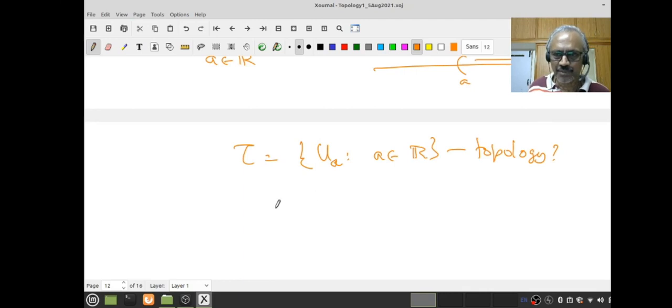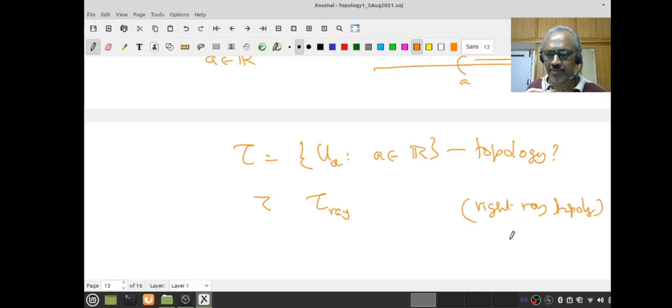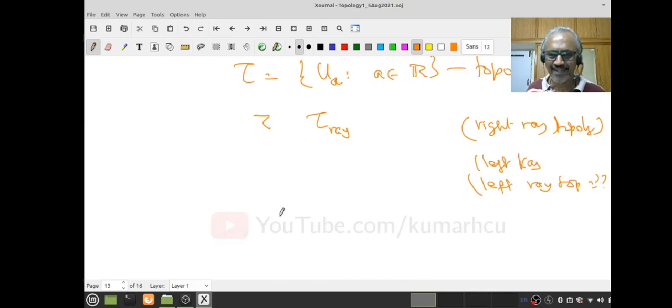So assuming it's a topology, I will call it tau ray. This is called a ray, right ray. So I will simply say right ray topology or simply ray topology, because similarly one can define the left ray topology. How will you define it? Think about the left ray topology. Assuming this topology, we have not checked any of those things. Please do that.